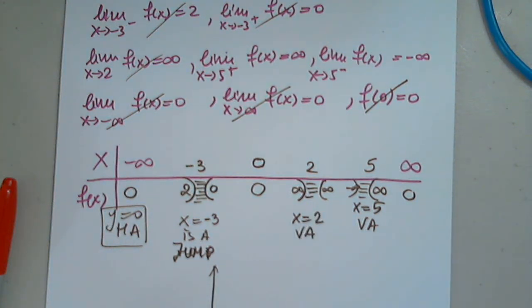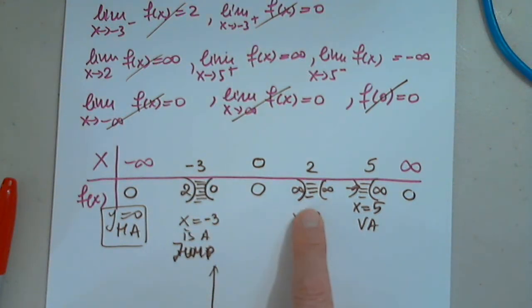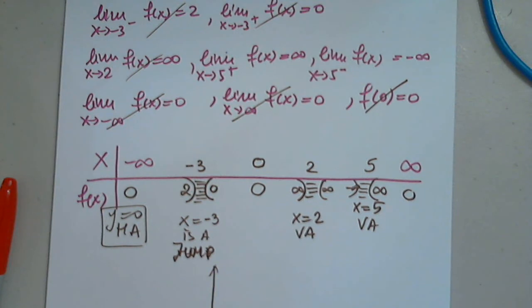I'm just trying to come up with boxes and rules for why something is a jump. It's a jump because there are different numbers. This is an infinite discontinuity because there is a vertical asymptote there. Okay, good. So at -3.